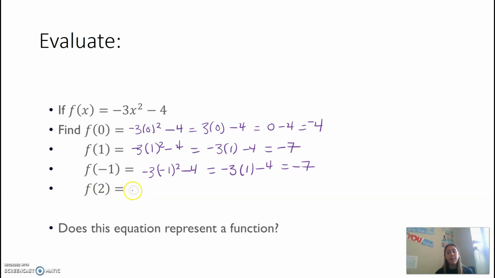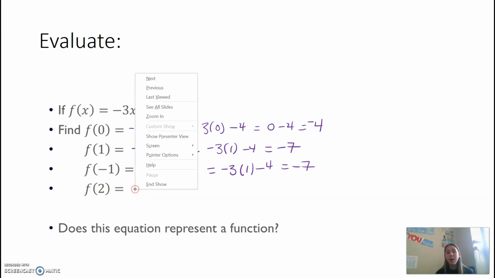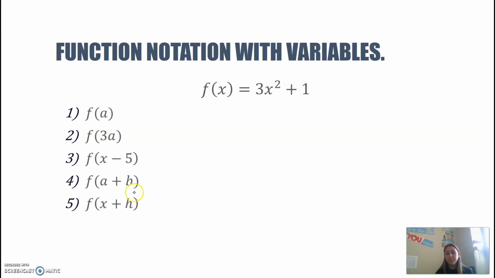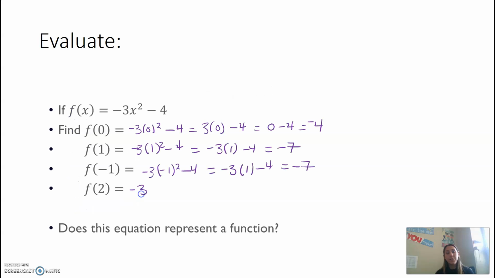And then when my input is 2, I'm going to get negative 3 times 2 squared minus 4, which is negative 3 times 4 minus 4, which is negative 12 minus 4, which is negative 16. So make sure that's the way that you have done that. Make sure that it makes sense to you. If you have any questions, please ask me. I would love to answer them.